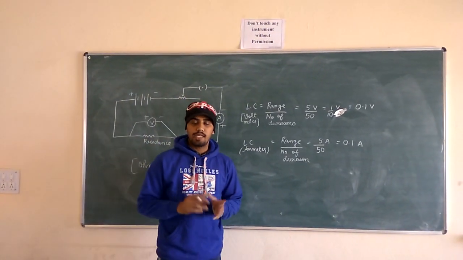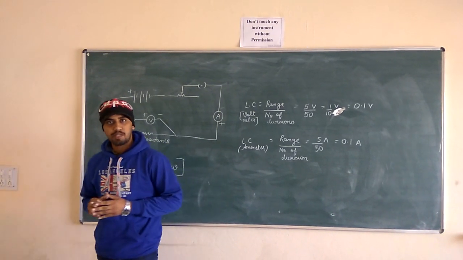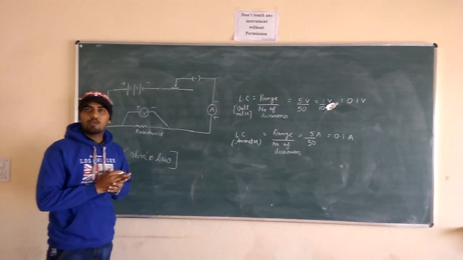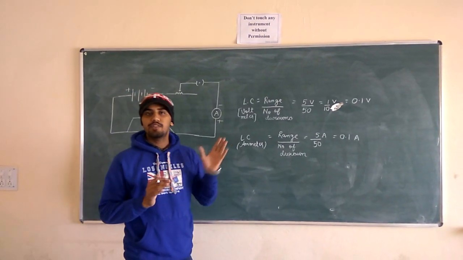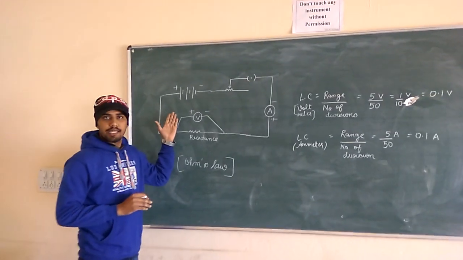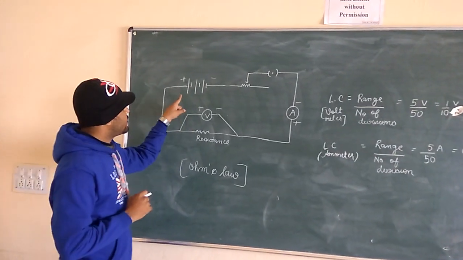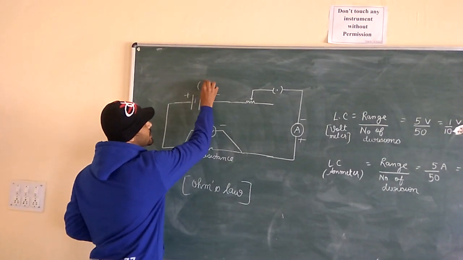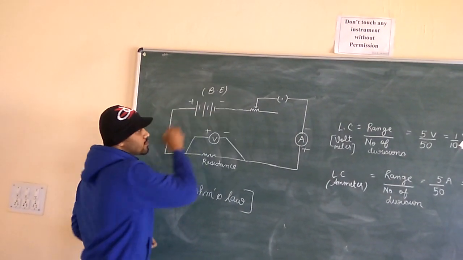I am Pravesh Rashish and we are discussing the new experiment, that is Ohm's law. We have to find out the value of resistance with the help of this Ohm's law. This is basically a circuit analysis of Ohm's law. Here we have taken a battery, and for the battery we have taken the battery eliminator.